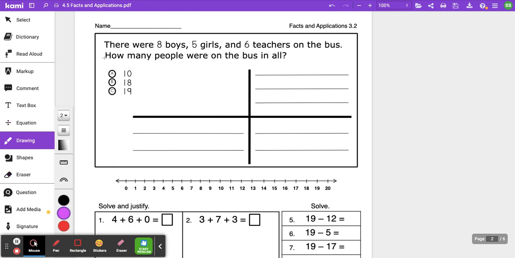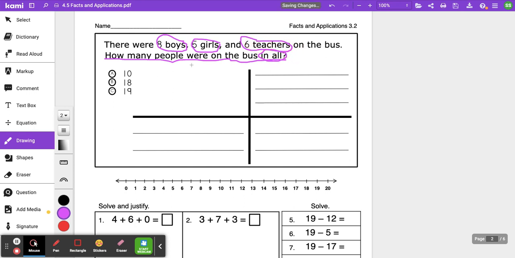We underline the question. How many people were on the bus in all? What important words do you hear in that question? I hear the in all. In all, what am I looking for? We are looking for the total. There were 8 boys. What's important? 8 boys, 5 girls. That's important. And 6 teachers on the bus.